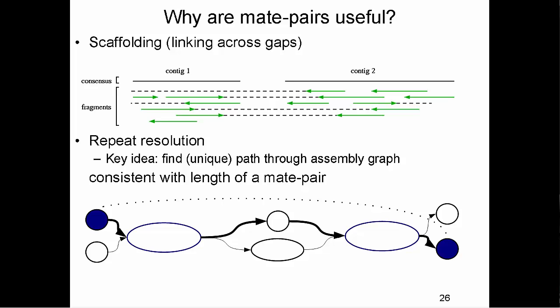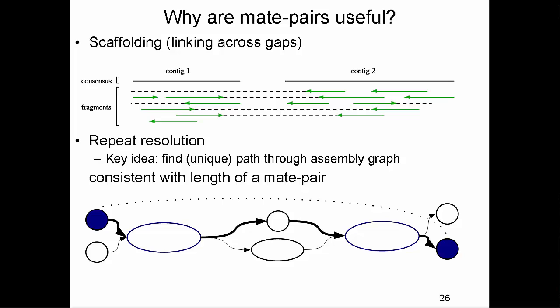This process is usually called scaffolding, and it results in a more global representation of an organism's genome consisting of a string of contigs separated by gaps with unknown sequence but of an approximately known length. Mate pairs can also help resolve genomic repeats that could not be disambiguated by the reads alone.